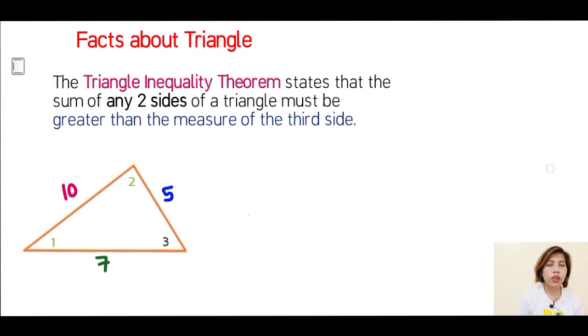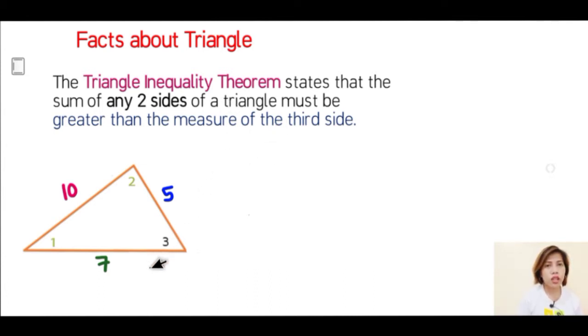So the next fact about a triangle is all about the triangle inequality theorem, wherein it states that the sum of any two sides of a triangle must be greater than the measure of the third side. Okay, for example, yung ito pong 10 and 5 na measure ng side ng triangle, kailangan, pag pinag-add yan, dapat mas mataas dun sa measure ng third side. Para masabi natin na triangle talaga siya.